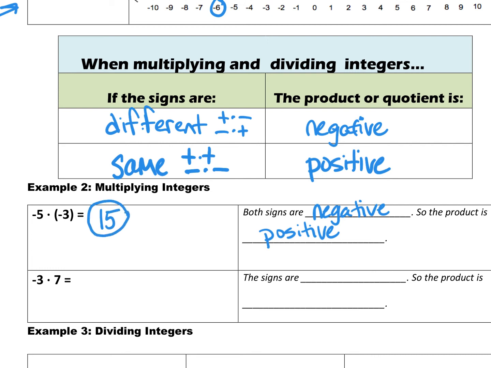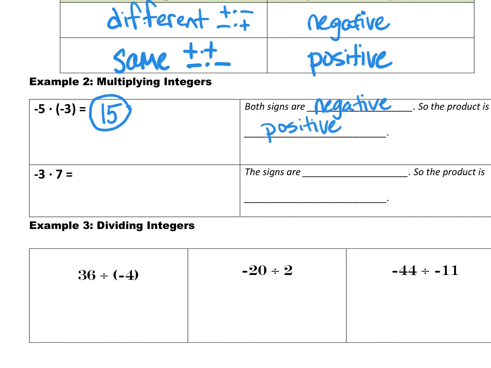You could always put a plus sign in front of it, a positive sign. You don't have to. When there's no symbol in front of it, we assume it's a positive number. Let's try the next one. Negative 3 times positive 7. So the signs are different.